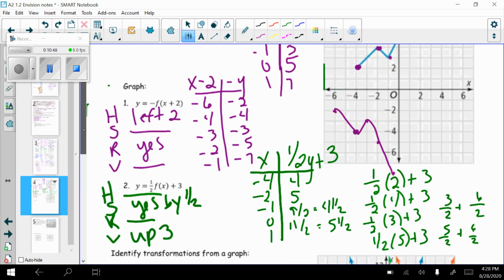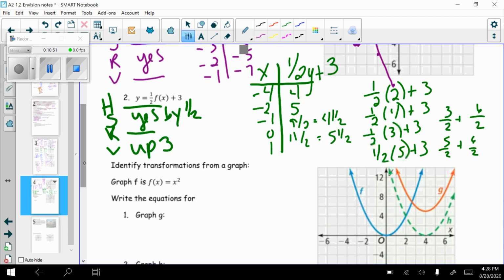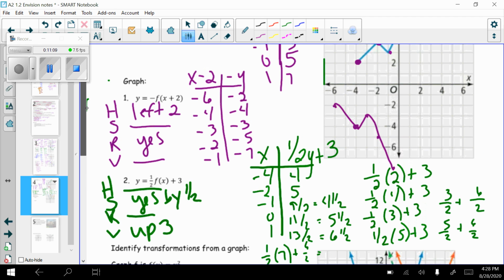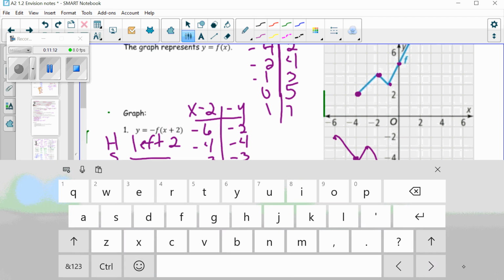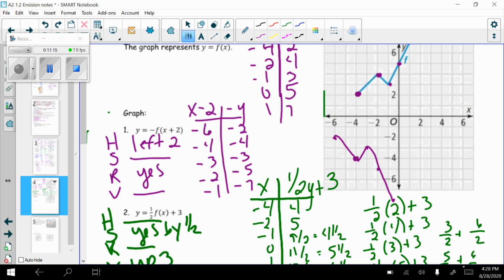And then the last y value that we started out with was 7. So we would have 1/2 times 7 plus 6/2. So 7/2 plus 6. So we're at 13/2, which is 6.5. So these are the points that we're going to now plot. So over -4, up 4 puts us right here. Over -2, up 5. Over -1, up 4.5.